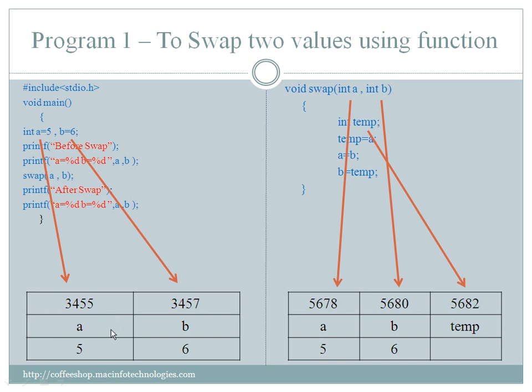So now a and b have been allocated in the memory. One memory location has been allocated for both, 2 bytes for a and 2 bytes for b, and a contains 5 and b contains 6. So this is what happens in the first line. And next, when we print before swap, it will be printed on the screen, and the next statement will print a is equal to 5, b is equal to 6. After that, the control goes to the swap function.